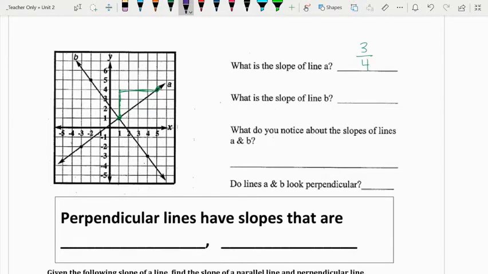My slope of line B, if I take 2 points, so here's a point, here's another point. We go down 1, 2, 3, 4, right 3. So it's -4/3. Hopefully we can notice something about these two slopes, right? They are opposite signs. And they're flipped.